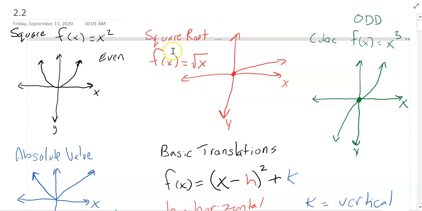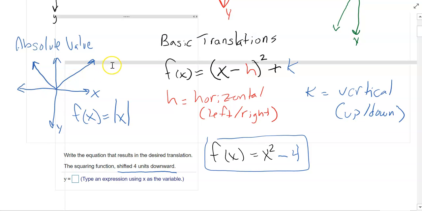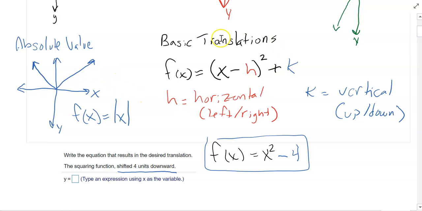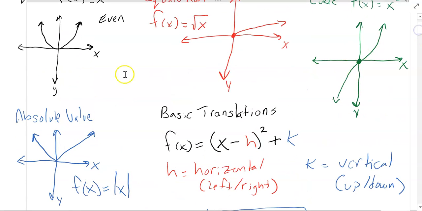We have the square root function, as you see here. And we have the cubic function, as you see here in green. It is also an odd function. It is symmetric about the origin. And we have the absolute value function, and this is also an even function as it is symmetric to the y-axis.